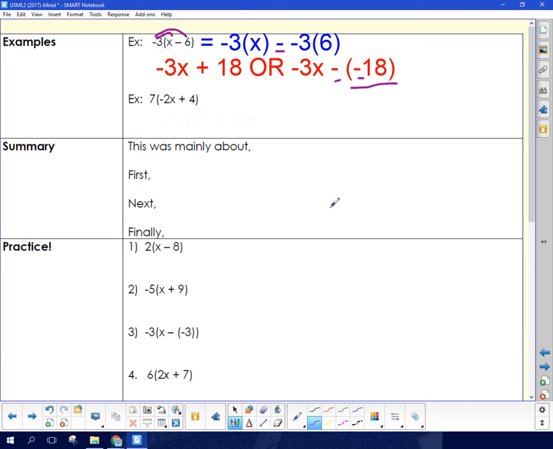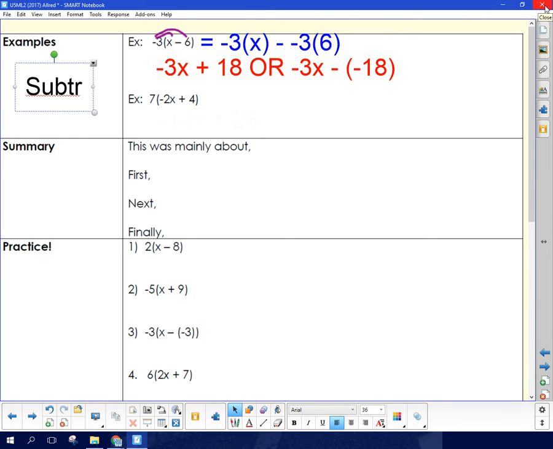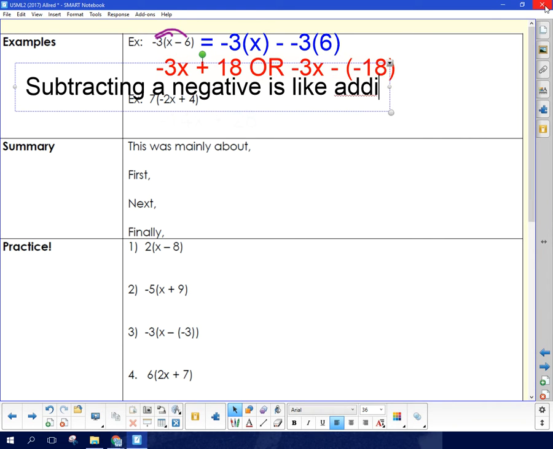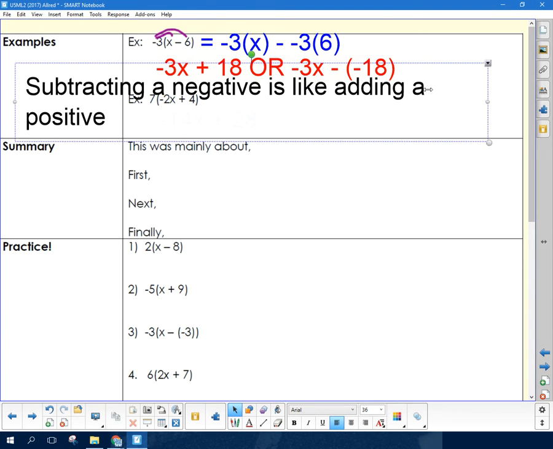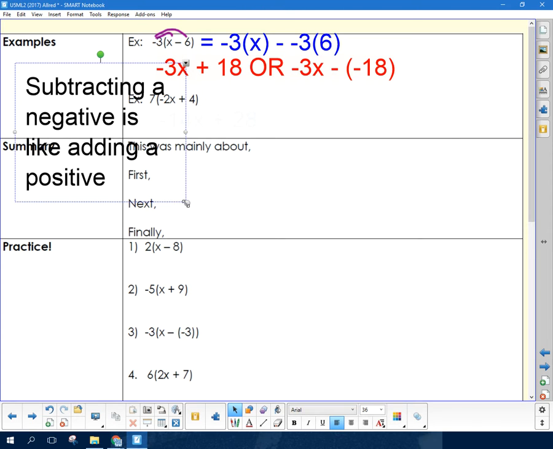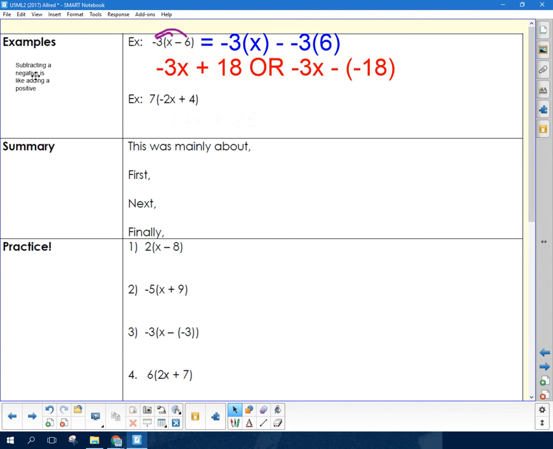Minus negative 18. And way back when in Unit 1, we said that subtracting a negative was just like what? Tell Ed Puzzle. That's right. Subtracting a negative is just like adding a positive. That's what we said in Unit 1 anyway, and that still holds true today.